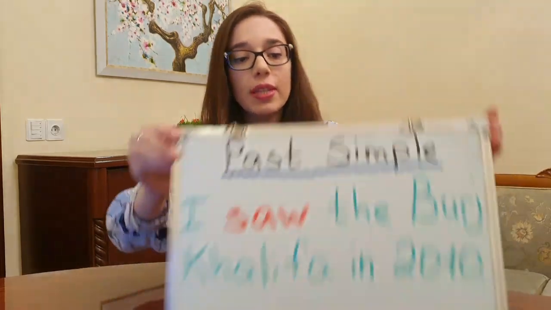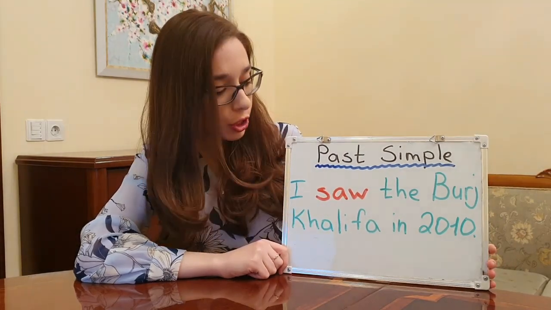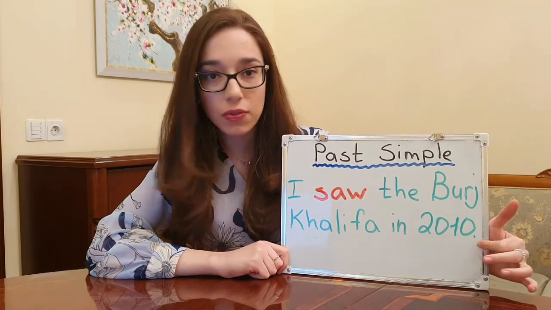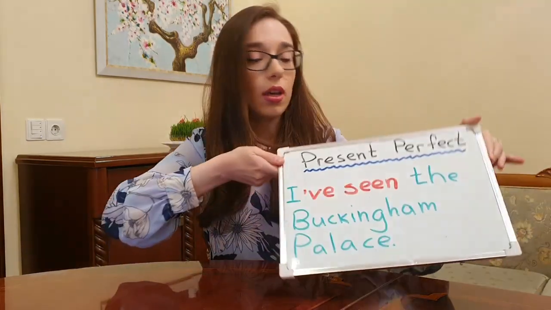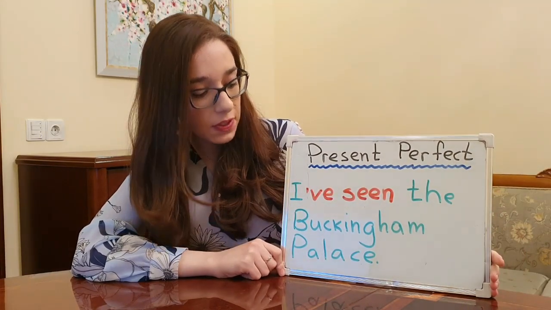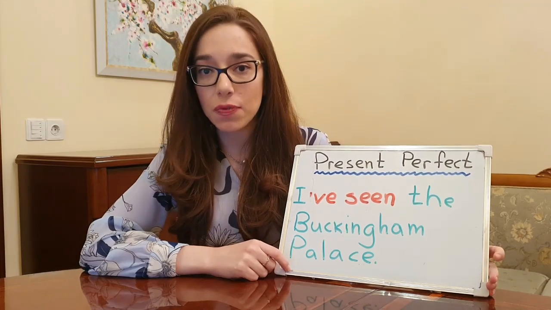The past simple tense is used to refer to definite time or specific time, while the present perfect is used to refer to indefinite time. For example, in past simple, we would say, I saw the Burj Khalifa in 2010. The time is specified. In the present perfect, we can say, I've seen the Buckingham Palace, but the time over here is not specified.